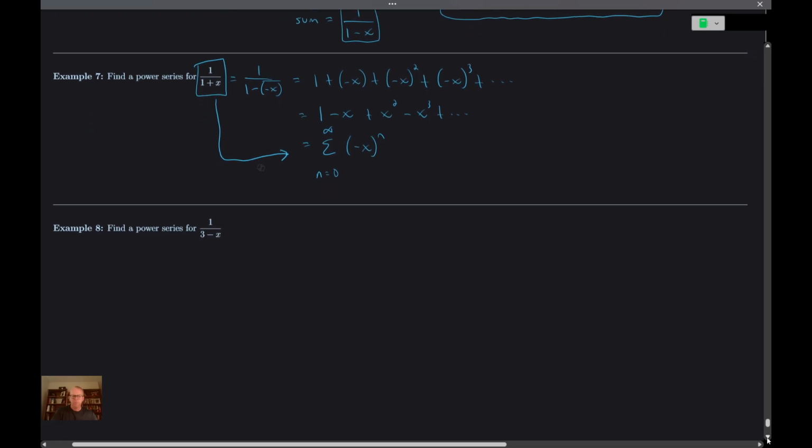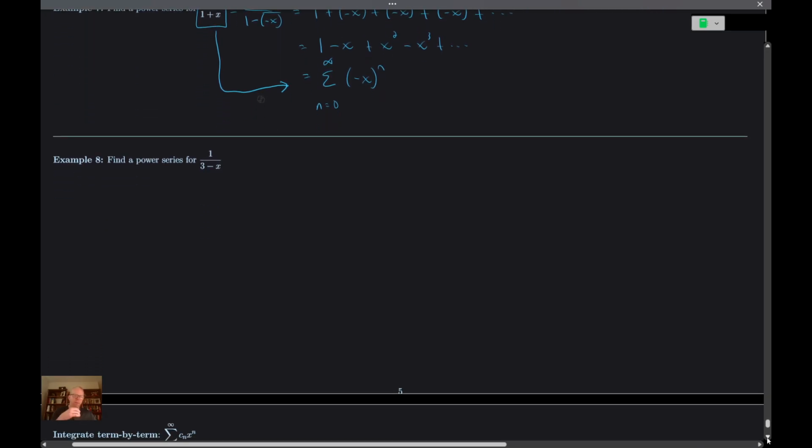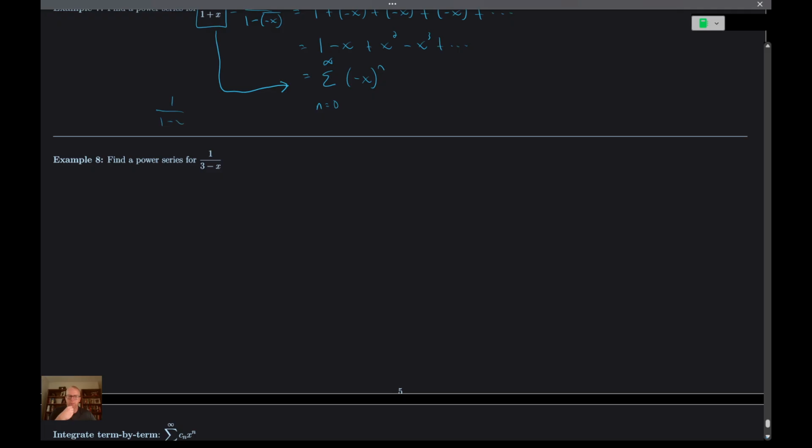So now let's try 1 over 3 minus x. So now this one still looks similar, but instead of the 1, we have the 3 here. So now we need to figure out how to get it more in the form of 1 over 1 minus x. So how could we do that? We could divide everything by 3. So that would give us 1/3 over 1 minus x over 3. So these are the same. Just divide everything by 3, and this is what we get.